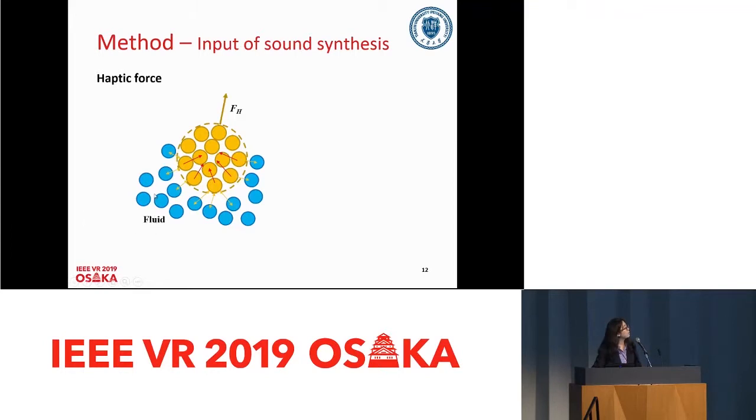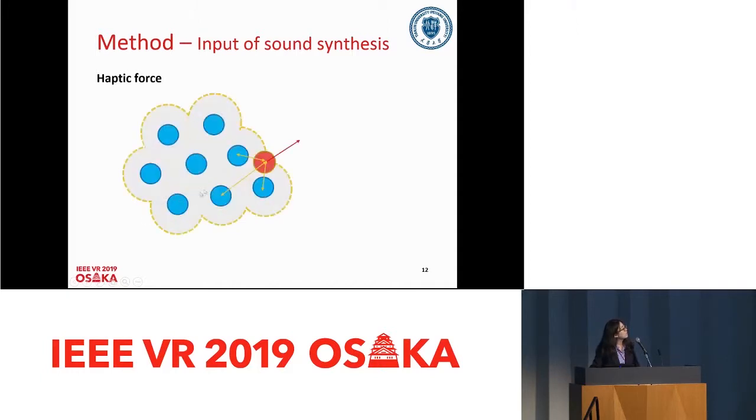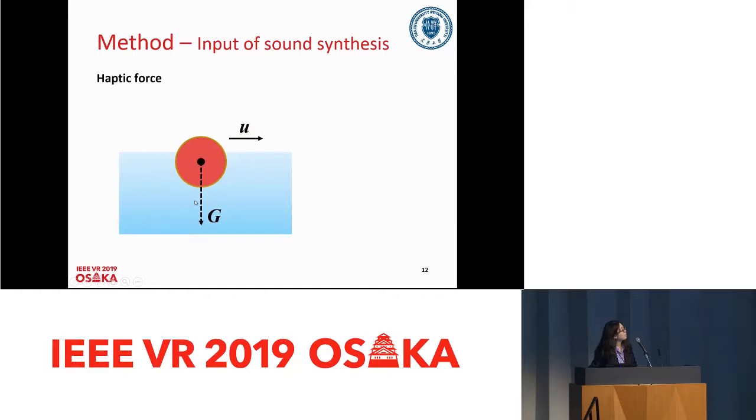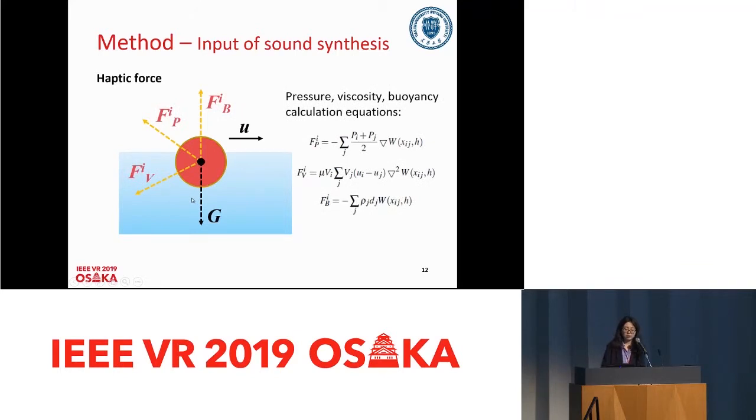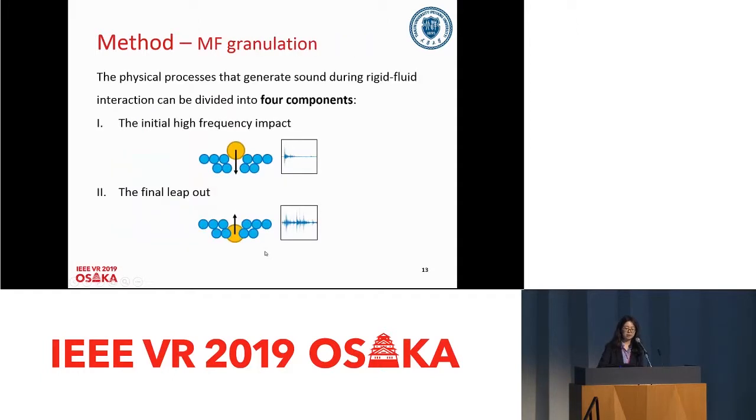When a rigid particle comes in contact with fluid particles, that is, in the smoothing volume, then we can calculate the haptic force. The haptic force is a combination of 3 different forces: pressure, viscosity, and buoyancy. With these 3 different forces, we design a multi-force granulation to generate the corresponding grains.